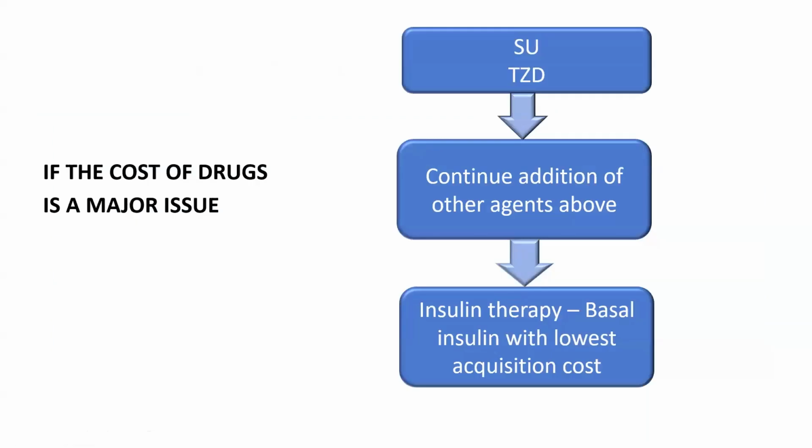Then again, if the cost of drugs is a major issue, as is the case with a lot of patients we come across in the clinics, then of course you can go for cheaper drugs like sulfonylureas or pioglitazone. And then as a third line, again, we can go with those.